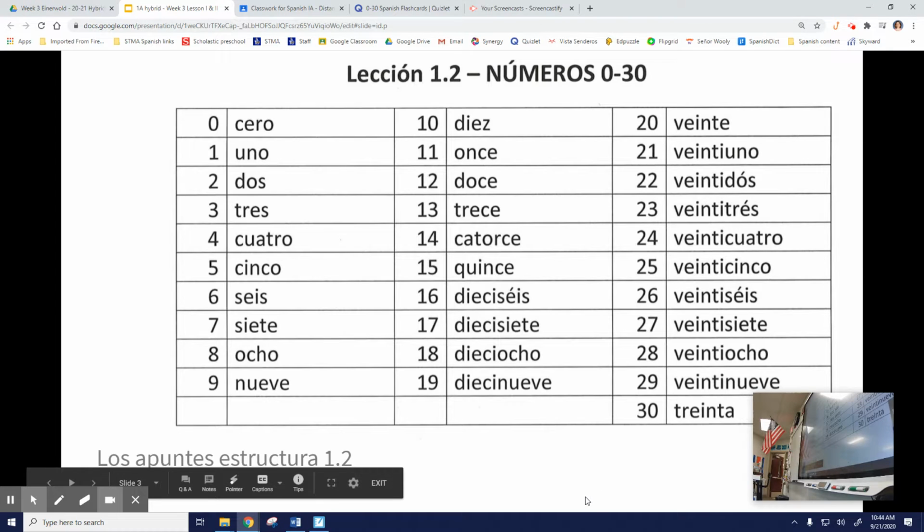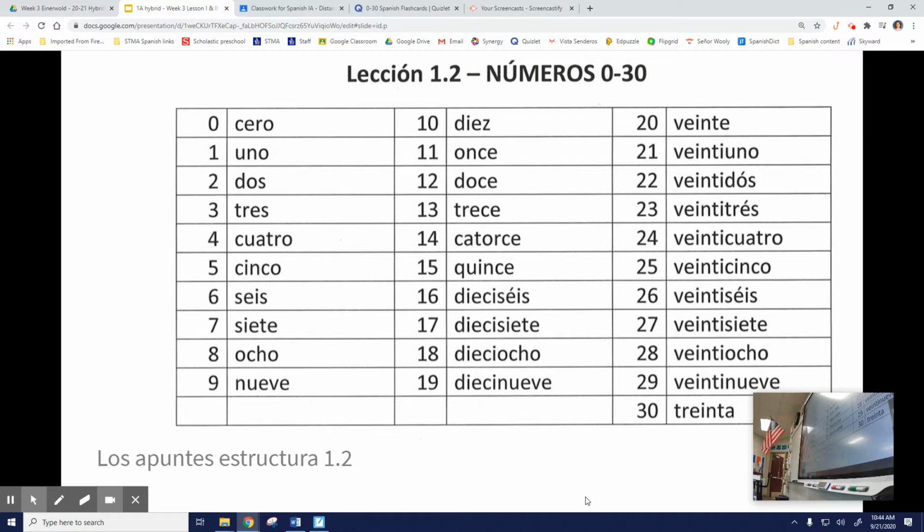Bueno. Hablamos de los números. Hola, chicos de aprendizaje a distancia. Pues, vamos a practicar la pronunciación. Pues, repitan, por favor.